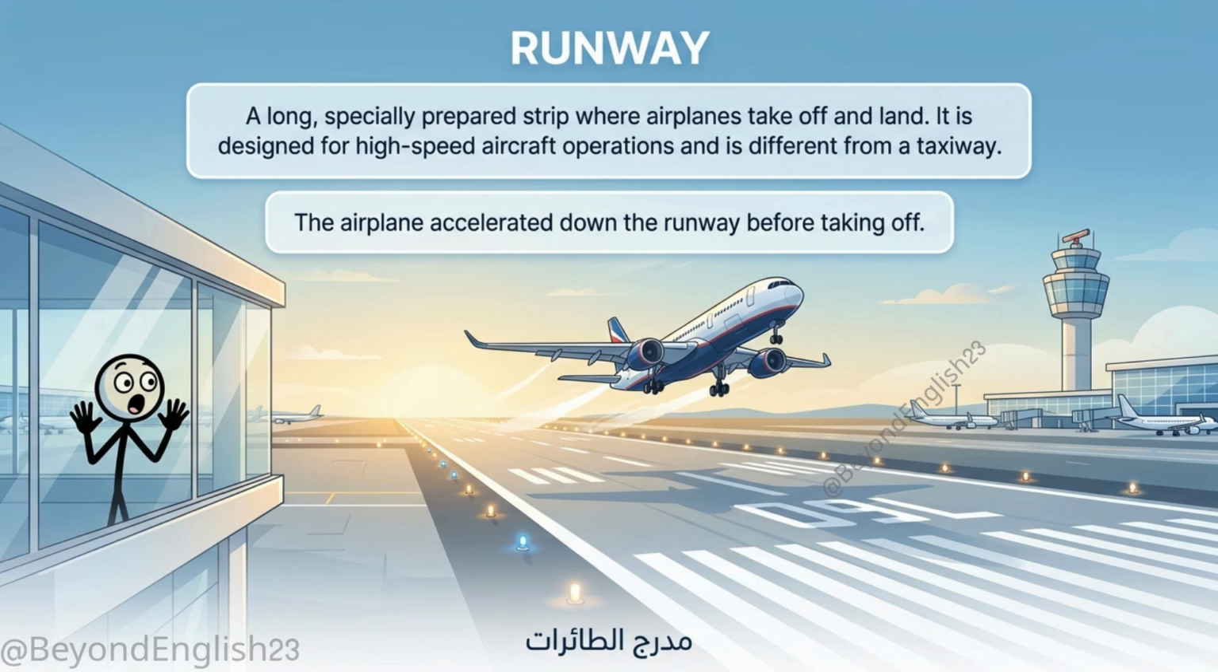14. Runway. A runway is a long, specially prepared area where airplanes take off and land. It is designed for aircraft to accelerate before takeoff and slow down after landing. Example: the airplane accelerated down the runway before taking off.